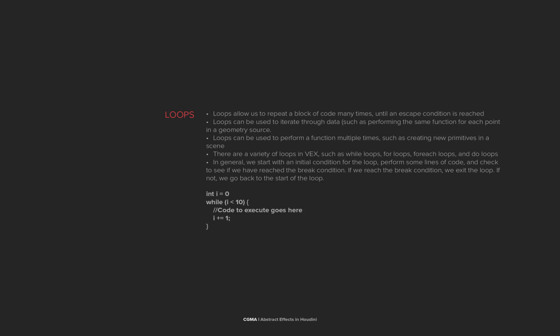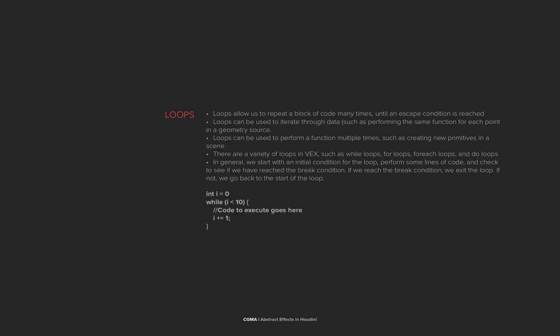There are a variety of loops in VEX, such as while loops, for each loops, and do loops, and they all, in a sense, just repeat some sort of code over and over again, but the way you access them and the methodology of using them is different. In general, though, what we have is an initial condition for the loop. We perform some lines of code. We check to see if we've reached a break condition, and then if we reach that break condition, we exit the loop. If not, we simply go back to the start of the loop.